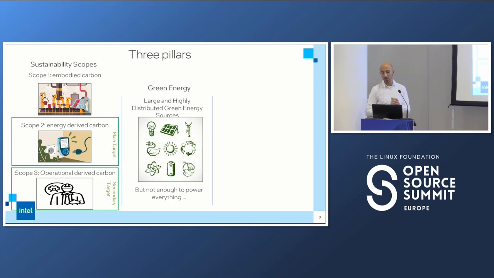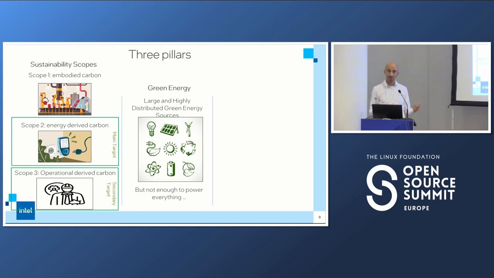So the second pillar is green energy. There is one interesting paper from Microsoft that talks about the myths around sustainability, and one of the myths is that green energy for everyone is possible. This morning we had a talk on the grid, and we know that the distribution of energy is a challenge, and not everywhere is there going to be enough energy for driving the compute that is needed.